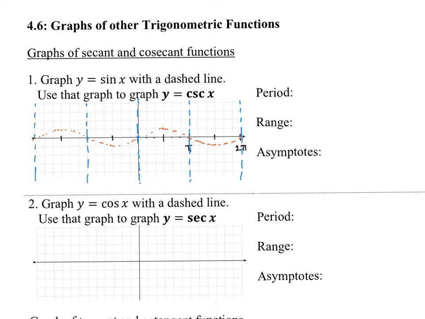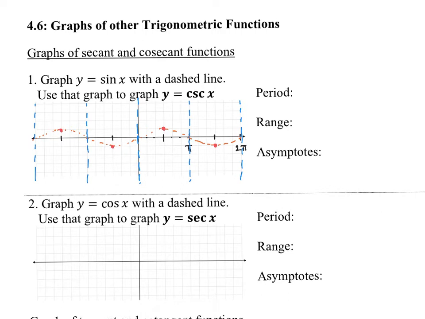Okay, now I'm going to use some of the other nice points on the graph. Okay, let's see, the sine of pi over 2 is 1. The reciprocal of 1 is still 1, so this is still going to be on my graph. Okay, if I go to 3 pi over 2, the sine of 3 pi over 2 is -1. The reciprocal of -1 is still -1, so these points are going to be the same on my graph.